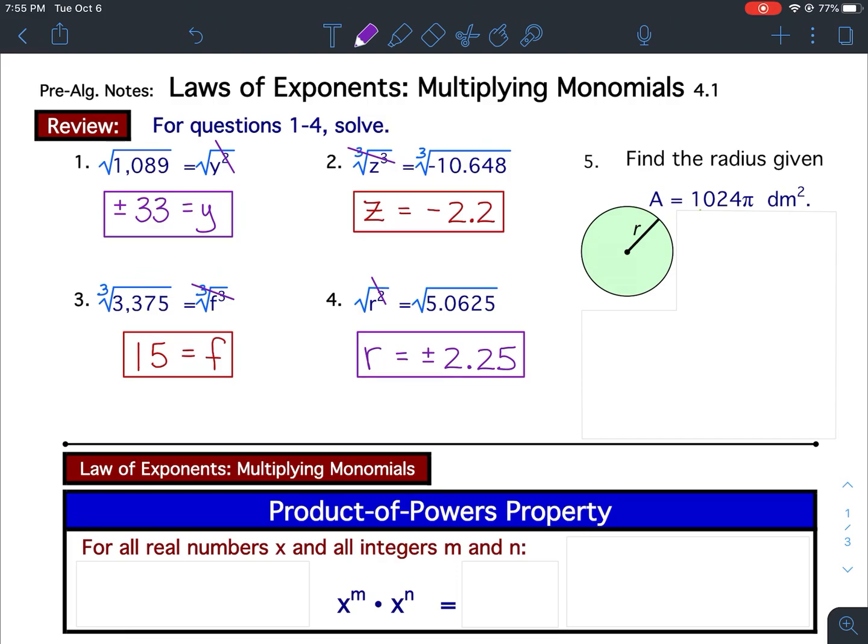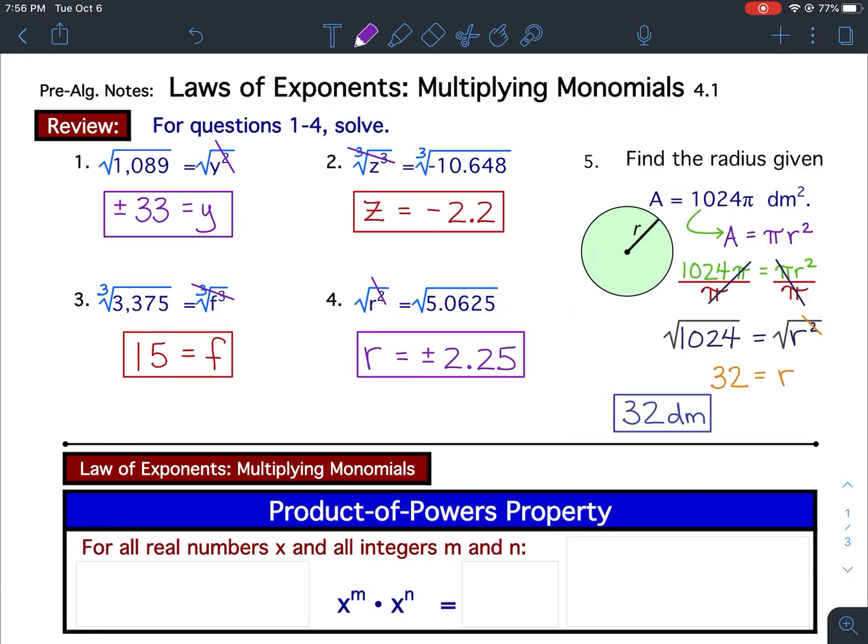All right, for number 5, it says find the radius given that the area is 1024 pi decimeters squared. It is a circle. The formula for the area of a circle is area equals pi r squared. So I plugged in the 1024 pi into the area, and then we used the inverse operations to solve the equation. So the first thing I did was I divided both sides by pi, which left me with 1024 equals r squared.